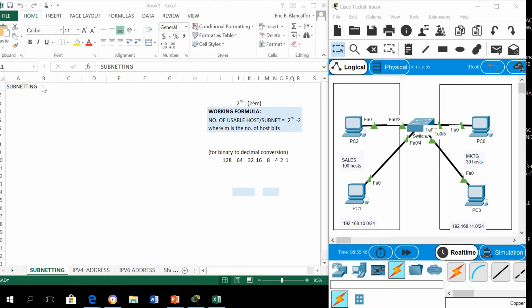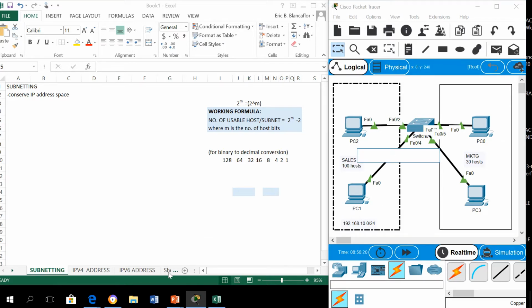Okay, so let's start. The reason why there is this process of subnetting is to conserve IP address space. Let us consider this topology here. I have a sales department that needs 100 hosts.